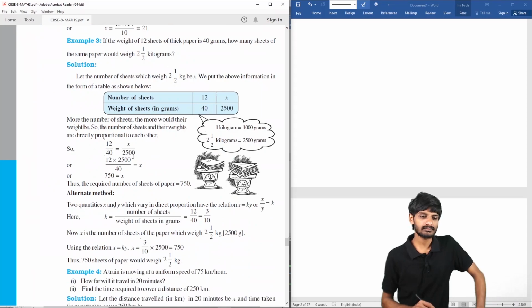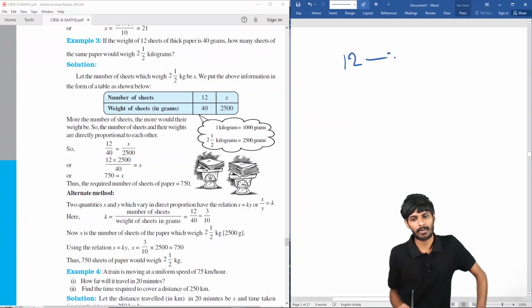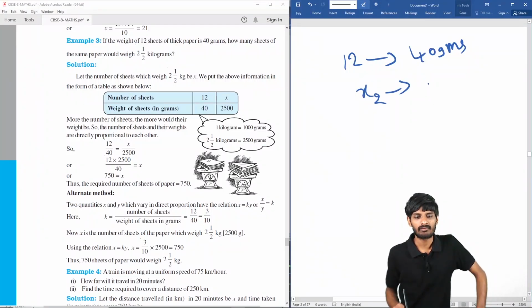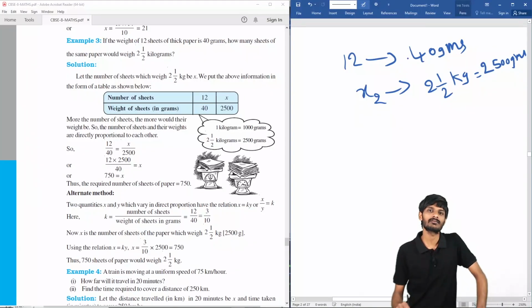Students, here, if the weight of 12 sheets of thick paper is 40 grams, there are 12 sheets of paper and it weighs 40 grams. And how many sheets of the same paper would weigh 2.5 kilograms, which means 2500 grams? We don't know this number of sheets.